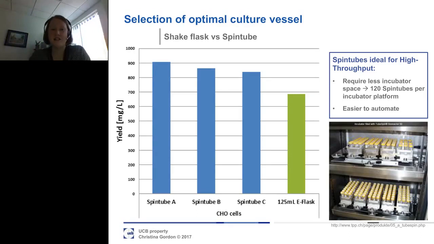To test this, we brought in spin tubes from 3 different suppliers, here supplier A, B, and C, and we compared these to our shake flask model. As you can see, all of these spin tubes performed really well in comparison to the shake flask, and we felt we wanted to move on with spin tube supplier A.